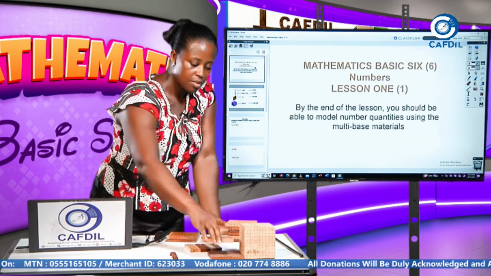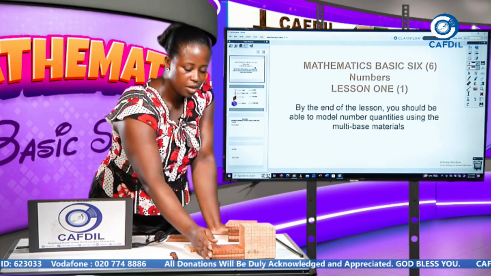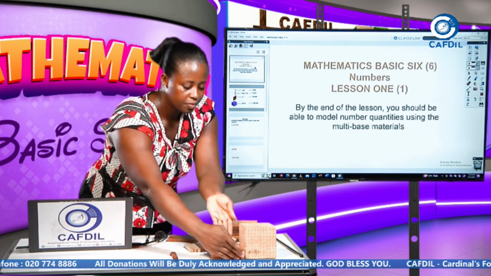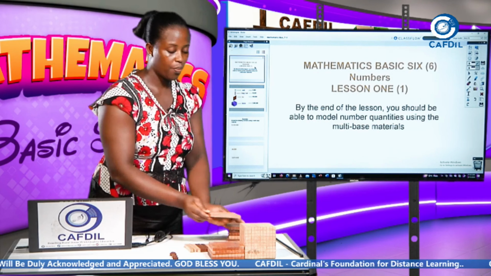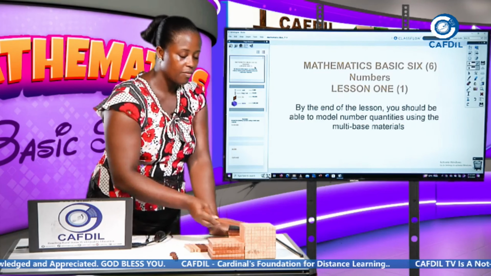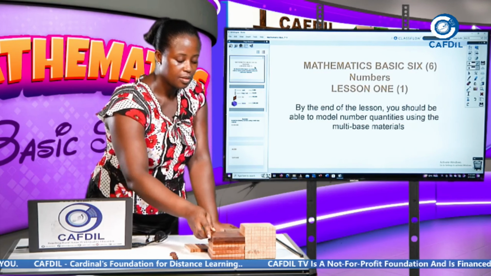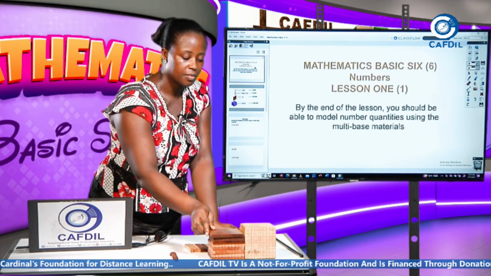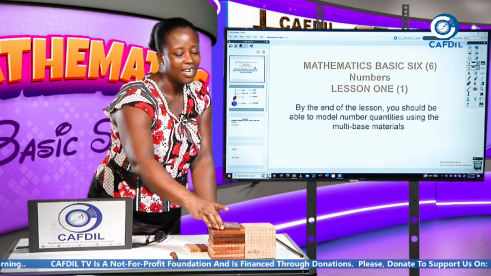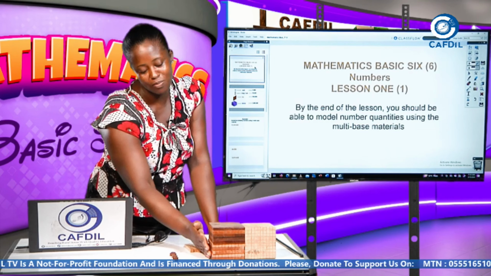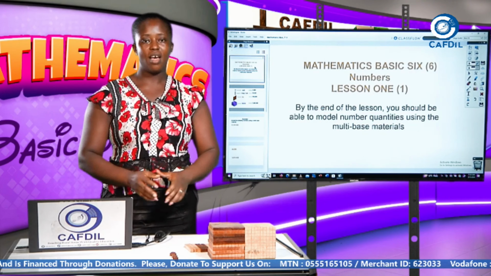1, 2, 3, 4, 5, 6, 7, 8, 9, and 10. And we've gotten another block. So 10 of the flats will give us a block.